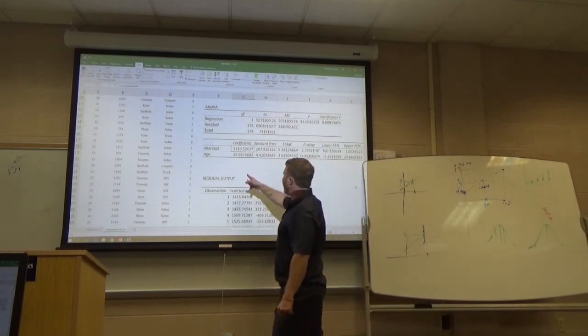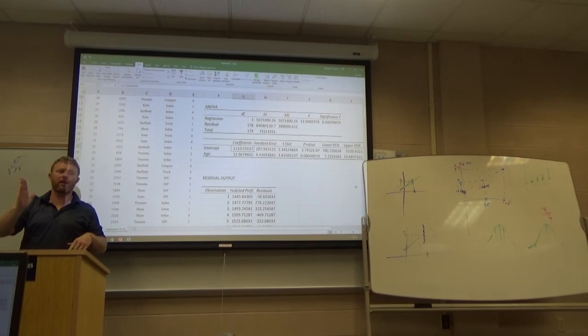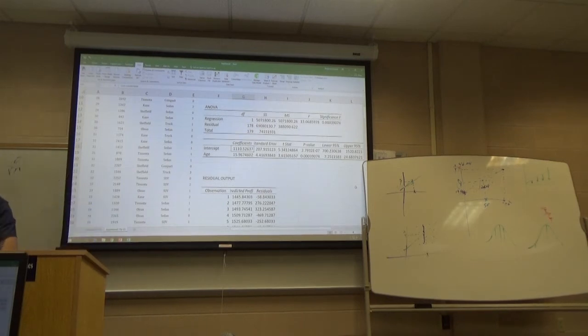Very good. And what is this age right here? So for every one we go over, what do we do? Oh, age is 15.96, right? That's our slope, isn't it? Everybody see that? Okay.